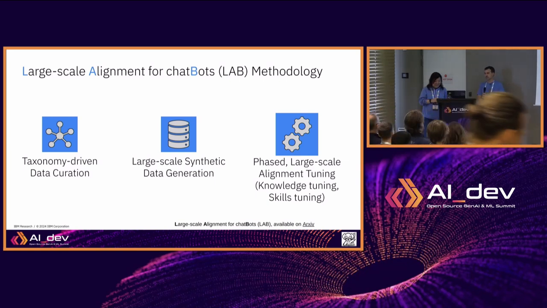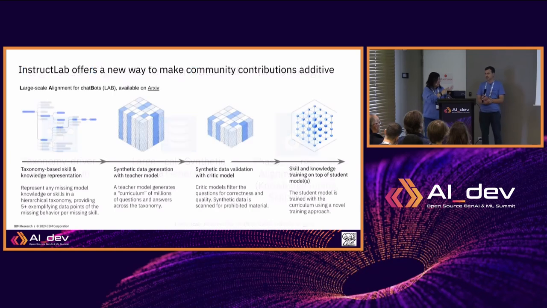And the next section is the phased large-scale alignment tuning. It includes both skills and knowledge tuning, and we'll get into the details of what each of those means. And also the LAB, which explains why we have a little puppy as the mascot, a Labrador puppy. Just a little tidbit for that. Mark, please explain some of these in detail for us.